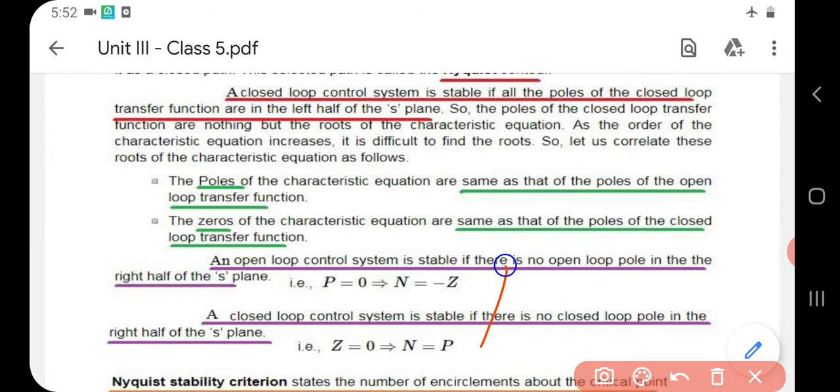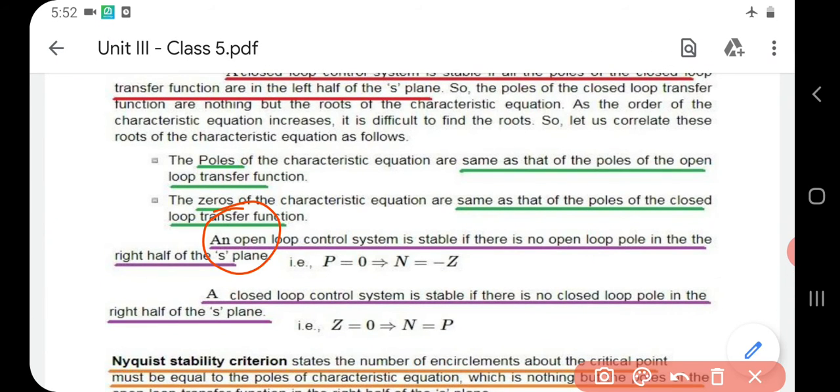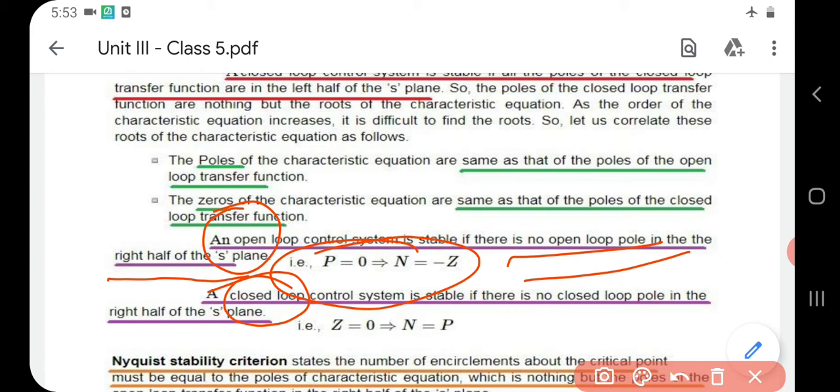Then when will you say that an open loop control system is stable? Here see the change, an open loop control system is said to be stable if there are no open loop poles in the right half of the S-plane. This is a condition: P equal to 0 implies N equal to minus Z. Now a closed loop control system is said to be stable if there are no closed loop poles in the right half of the S-plane. The condition is Z equal to 0 implies N equal to P.